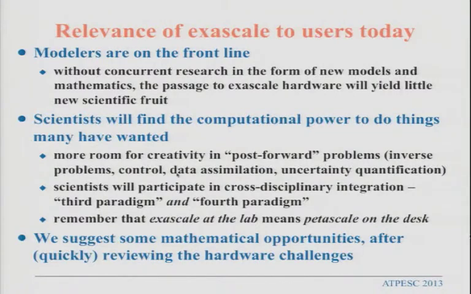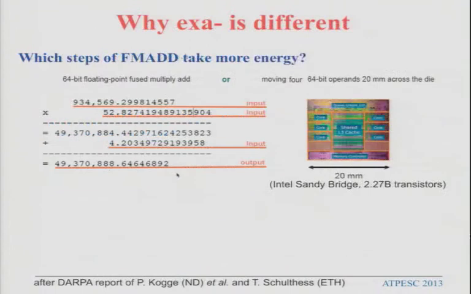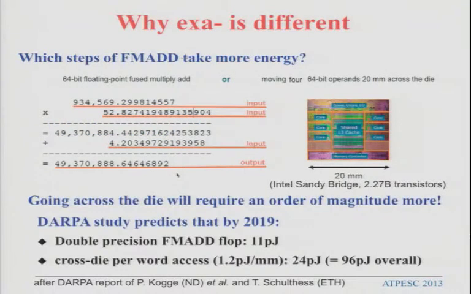So we'll suggest some mathematical opportunities after very quickly reviewing the hardware challenges. And the first one, which I hardly need to talk about, is the relative cost in picojoules of doing a flop versus moving the operands that participate in that flop across the die.